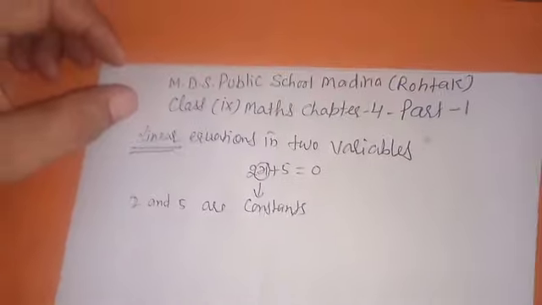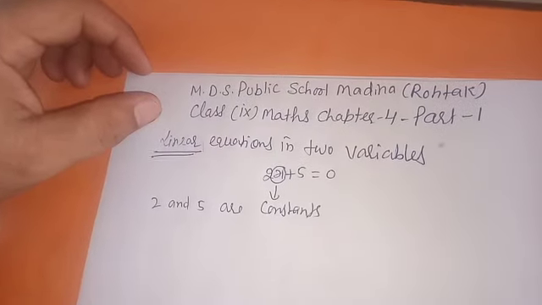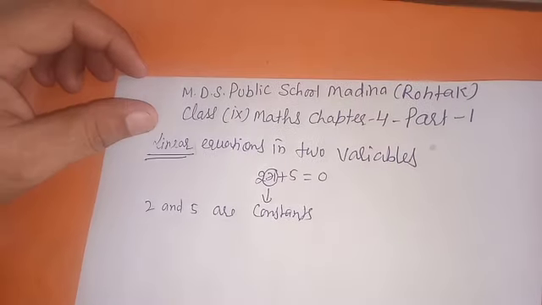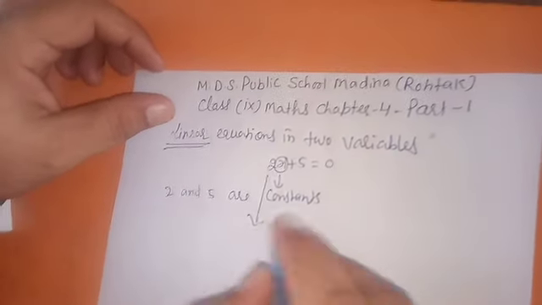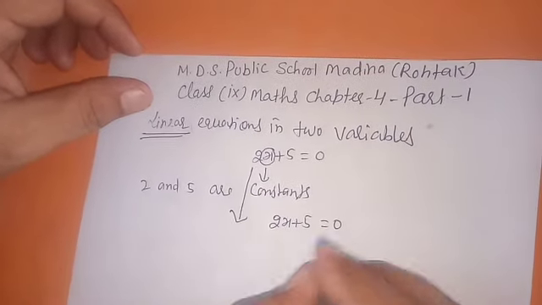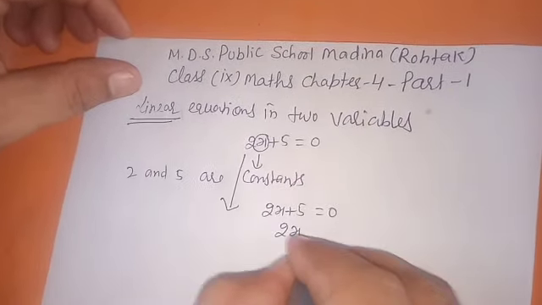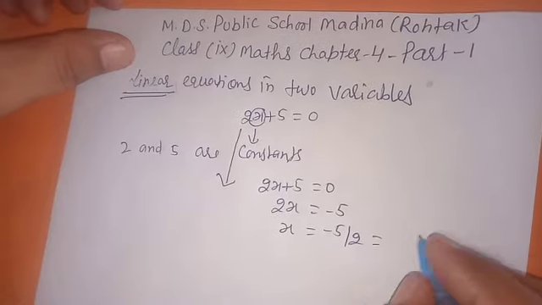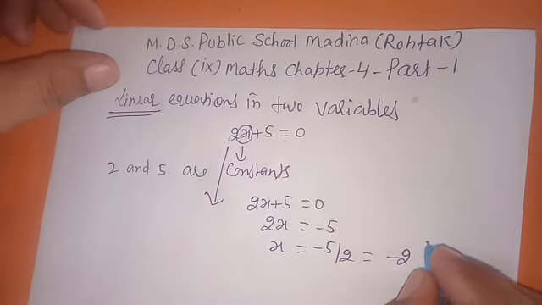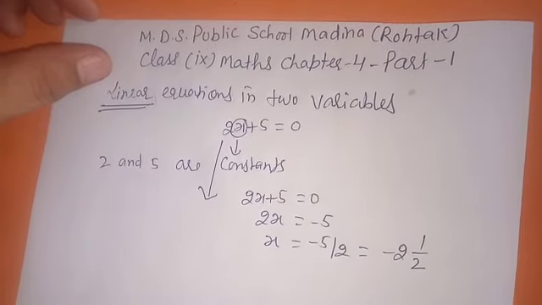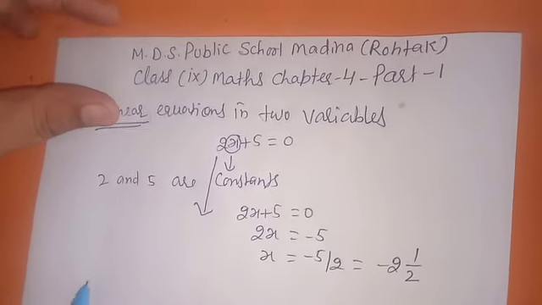Understood? So now we will read, and you know also how you can represent this on number line. If this linear equation in one variable is equal to 0, it means 2x is equal to minus 5, x is equal to minus 5 by 2. Its meaning is what? Minus 2 into 1 by 2. Understood?